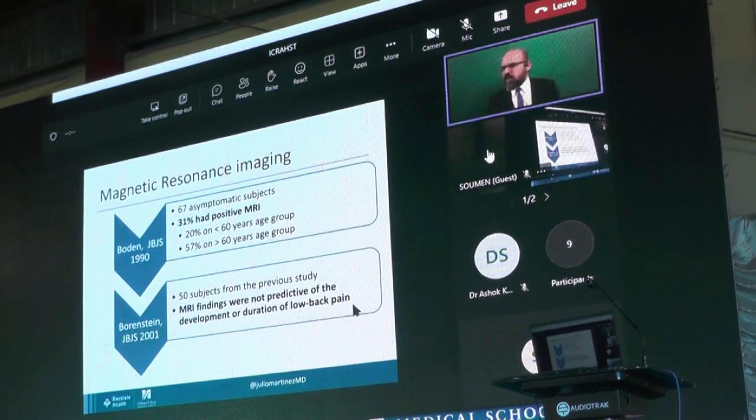So the MRI might give you a lot of information, but it is very important to start with the physical examination.